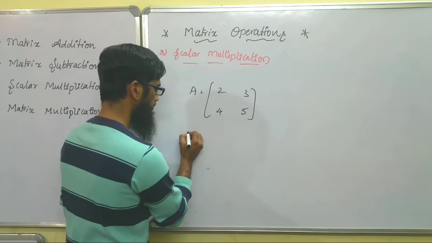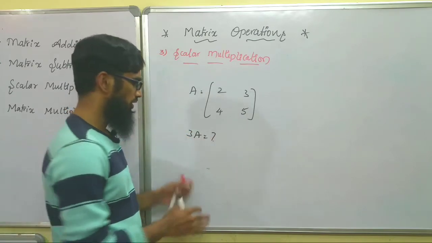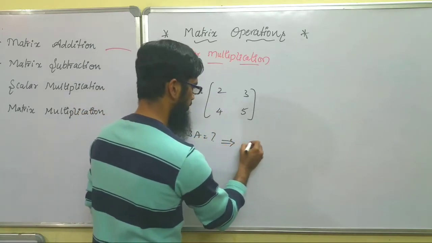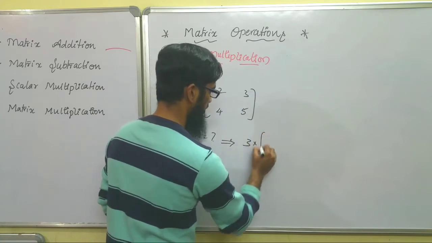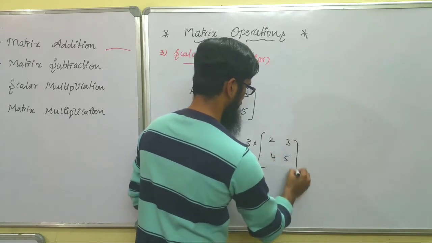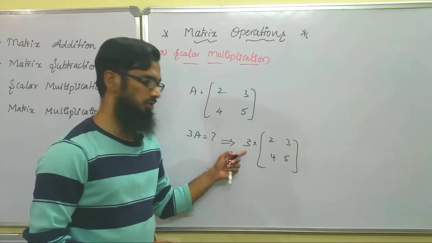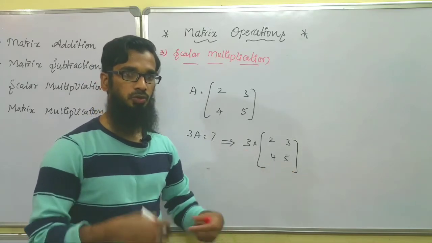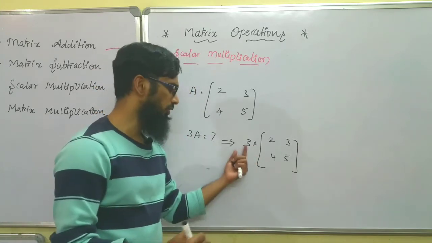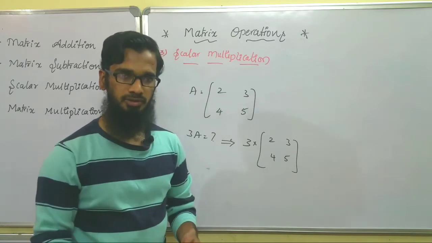Suppose I need to find 3A. The matrix A is given, and I need to multiply it with 3. So this is 3 and the matrix A is 2 3 4 5. If this is the number and this is the matrix, how do we multiply? Very simple: whatever number has been given is multiplied to all the elements of the matrix.